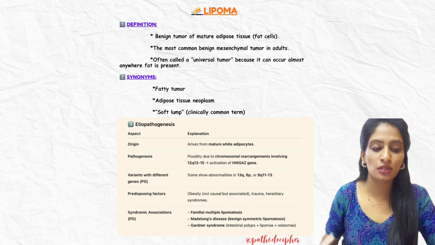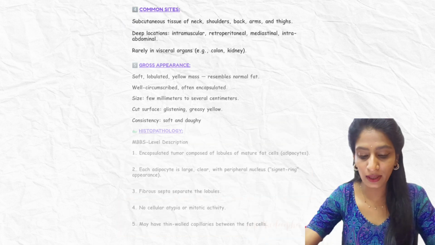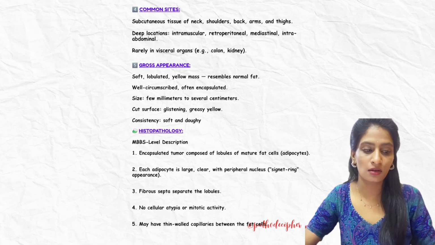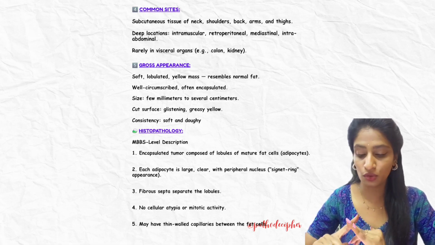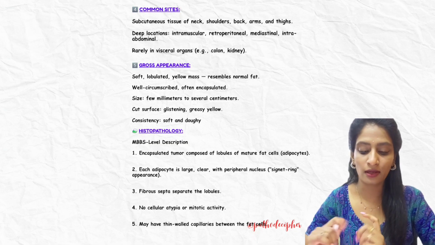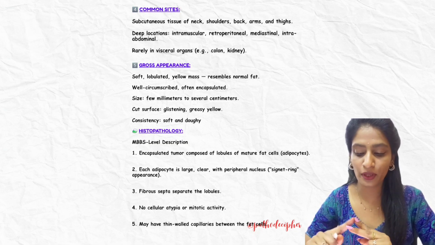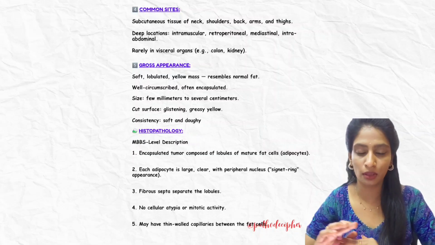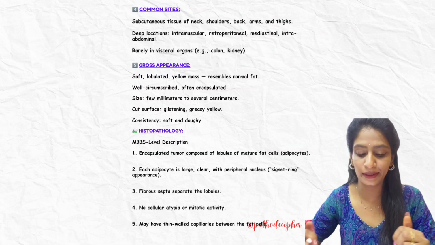So next, coming to the soft tissue tumor, that is your lipoma. What are the common sites? Okay, lipoma has favorite zones. Those are your neck, shoulder, arms, back and thighs. In deeper locations, it goes to intramuscular, retroperitoneal, mediastinal and intra-abdominal sites. Rarely in visceral structures like colon and kidney.